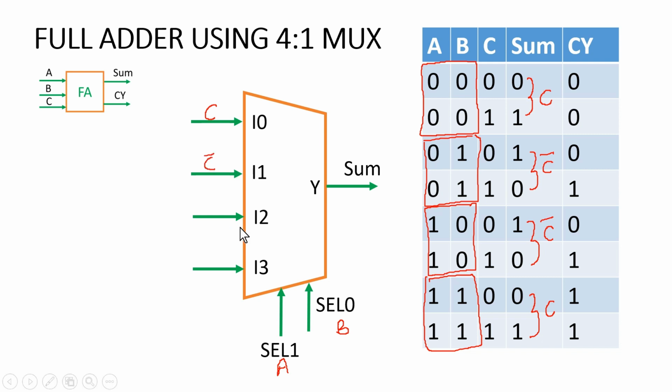In the same way, when A and B both are 1, 0, the sum should be C bar, and I also know that I2 is going to pass to sum. So I need to apply C bar at I2. Let me apply. And lastly, when A and B both are 1, 1, I know the sum should be C, and I also know that I3 is going to pass to sum. So I will apply C at I3. Let me apply. Friends, this way we have implemented sum, and in the same way we can implement carry.